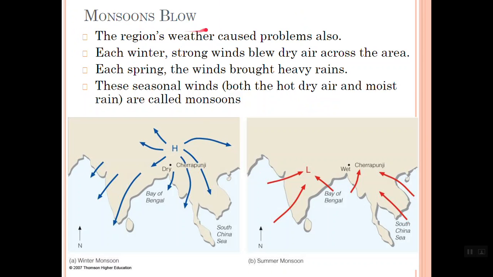The region's weather caused problems also. Each winter, strong winds blew dry air across the area. Each spring, the winds brought heavy rains. These seasonal winds, both the hot, dry air and moist rain, are called monsoons.